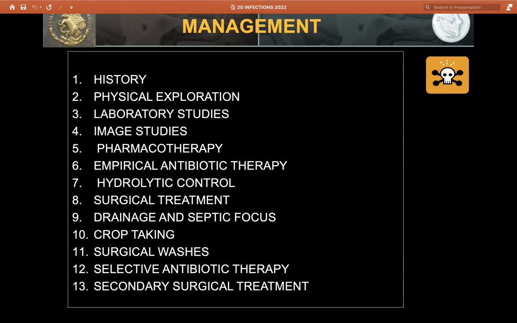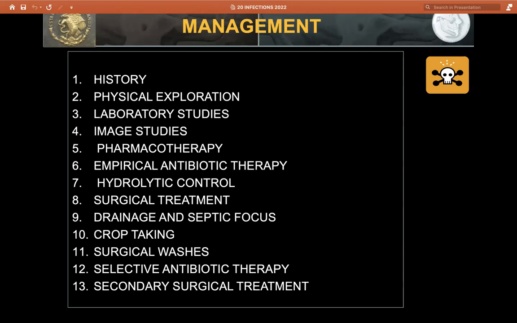And after we get the story, we go to the physical exploration. We see the patient, we touch, we apply pressure, and we try to look for the place where the infection comes from, trying to understand its origin. And whether it's an established infection, a starting infection, or a chronic infection.